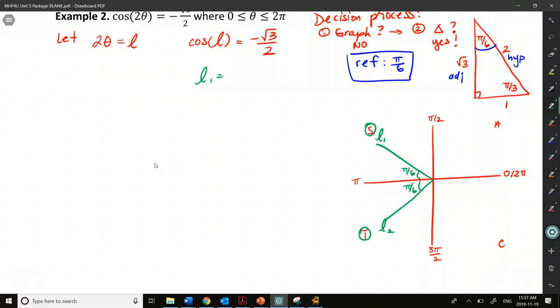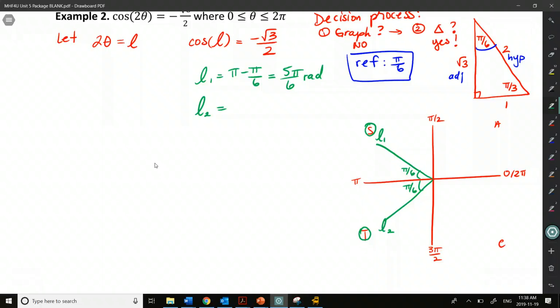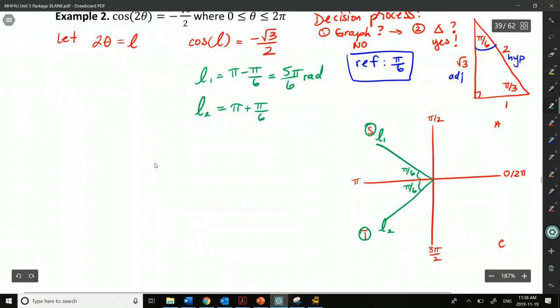Jonathan? Pi minus pi over 6, which gives us 5 pi over 6 radians. And L2? Olivia? Awesome. Pi plus pi over 6. So we're going 0 to pi and then pi over 6 just past that. That gives us 7 pi over 6 radians.